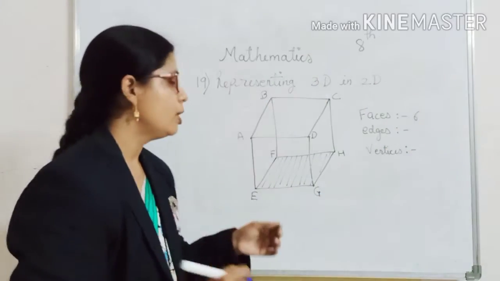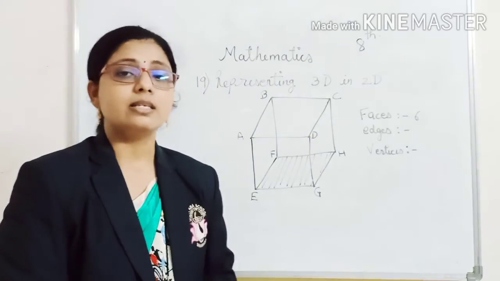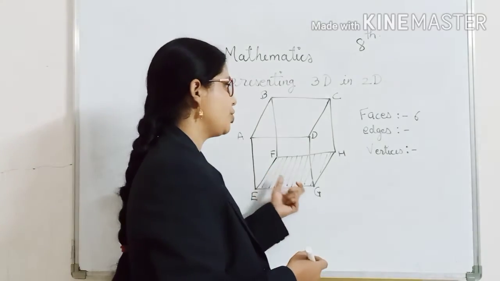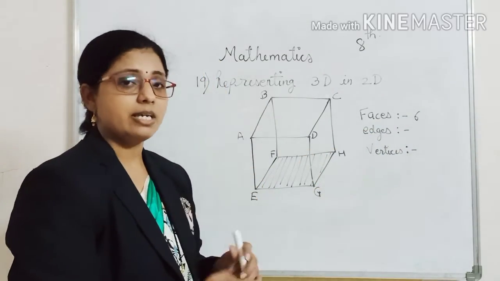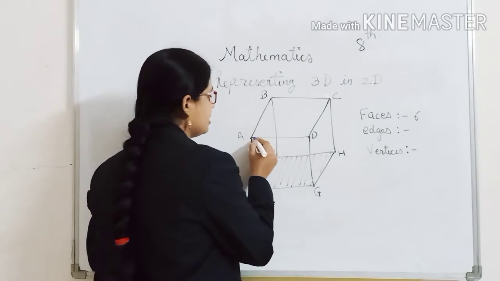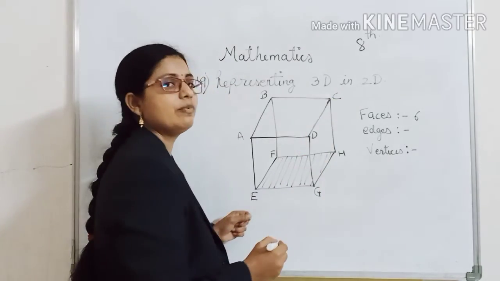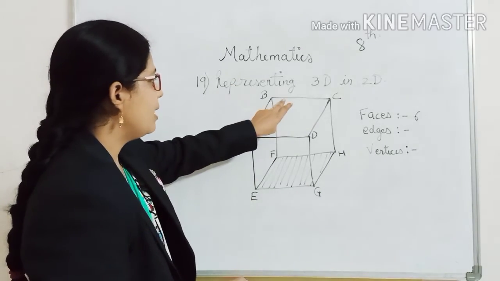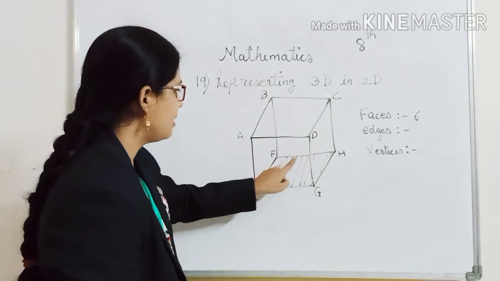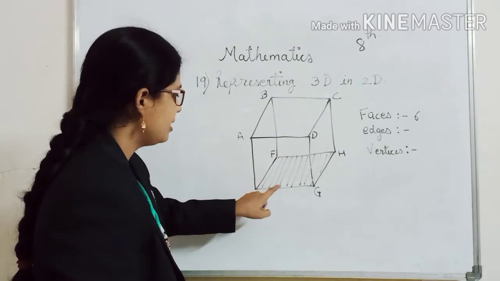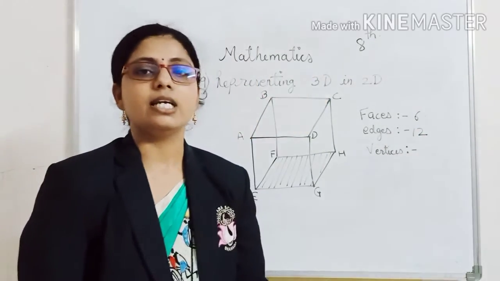Now can you tell me what type of figure this is? Can you name the figure? Yes, this is a cube. So in this cube, faces are 6. Okay, now edges. Edges means this part. This part is known as edges. So how many edges are there that we should know? 1, 2, 3, 4, 5, 6, 7, 8, 9, 10, 11, 12. So 12 edges are there in the cube.